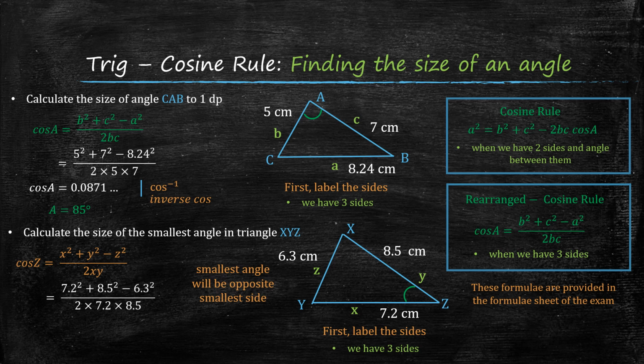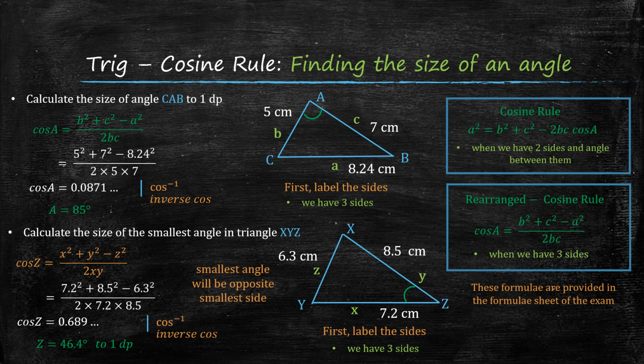Let's substitute in our values. We have 7.2 squared plus 8.5 squared minus 6.3 squared all over 2 times 7.2 times 8.5. Cos Z is 0.689 and onwards. Taking the inverse cos gives us Z equal to 46.4 degrees to 1 decimal place.